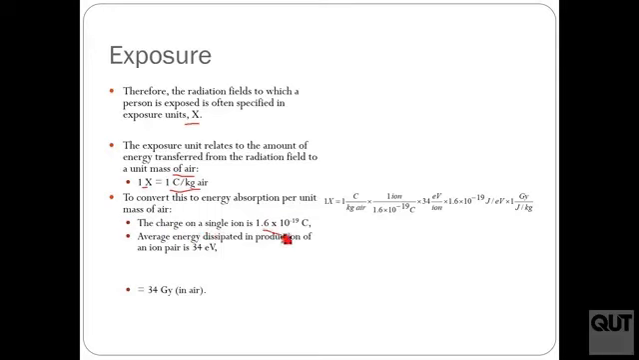To convert this to energy absorption per unit mass of air, we have the charge of a single ion, which is 1.6 times 10 to the minus 19 coulombs. The average energy dissipated in production of an ion pair is about 34 electron volts. So this is an average energy. Approximately it's going to equal 34 gray in air for 1 exposure unit when you convert exposure to energy per unit mass.